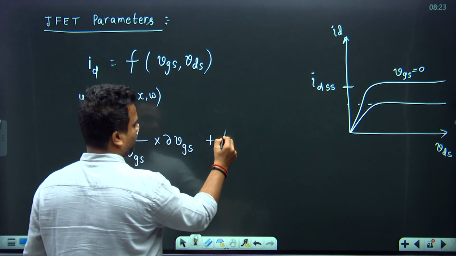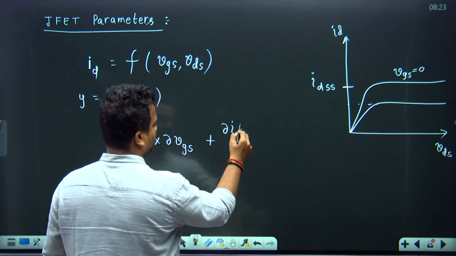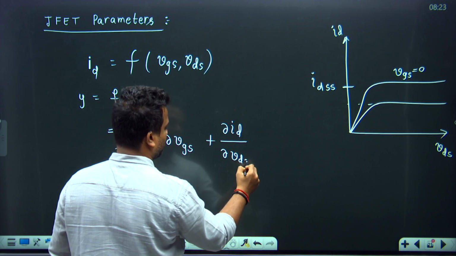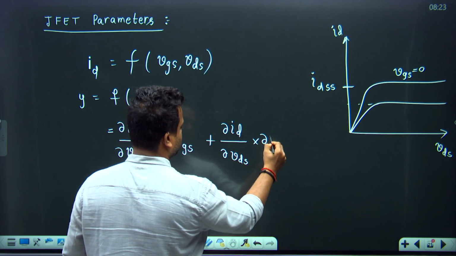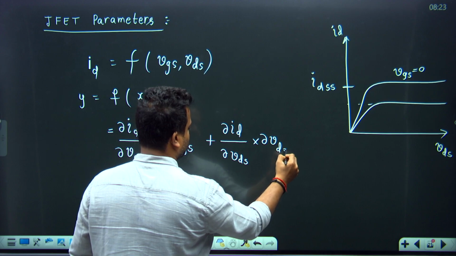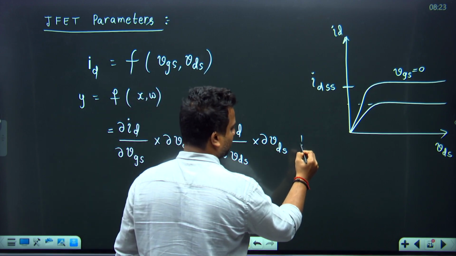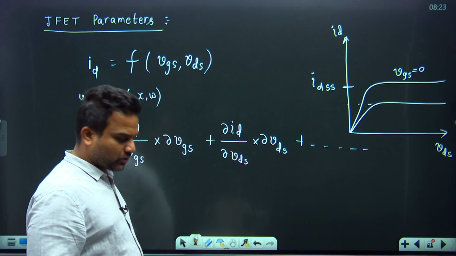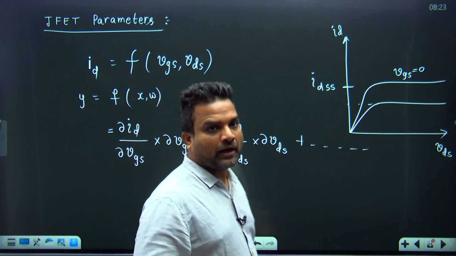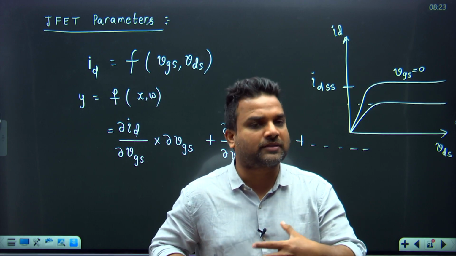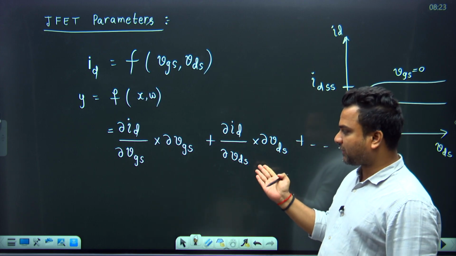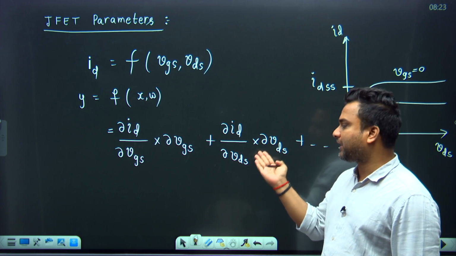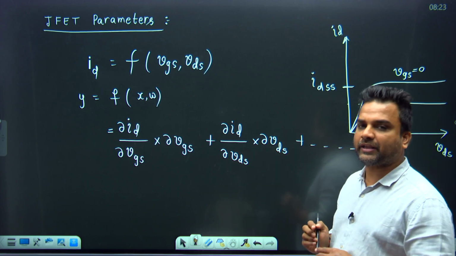plus dou ID by dou VDS into dou VDS. Of course there are some higher order terms also and we are neglecting them. So if you take this function and express it in a Taylor series expression, you will get the equation like this: dou ID by dou VGS into dou VGS plus dou ID by dou VDS into dou VDS.